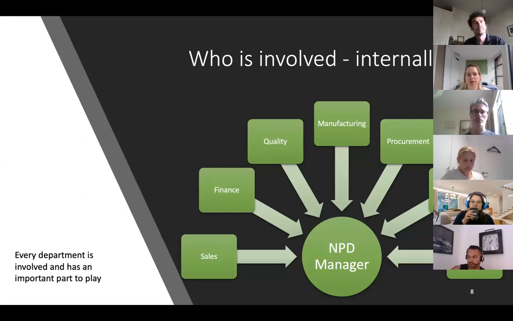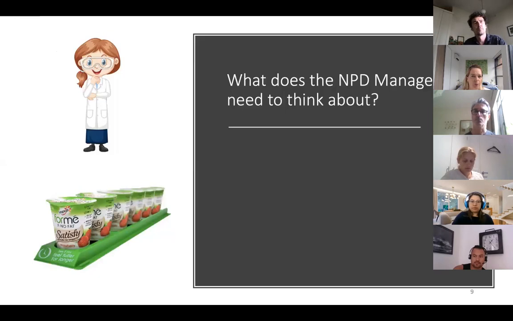And all of this is dependent on that point that I talked about previously about the timelines. So I think now I've talked about probably 20 different areas of involvement from people that are all driving to meet this one particular timeline to get the product onto the shelf in time. So what does the NPD manager need to think about?